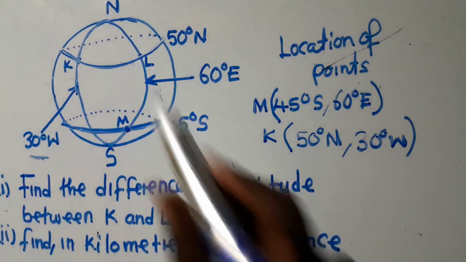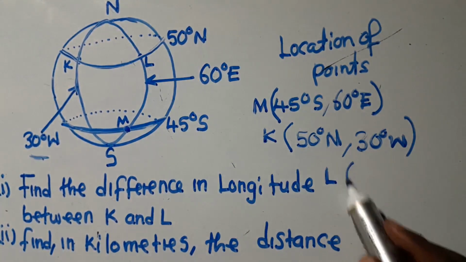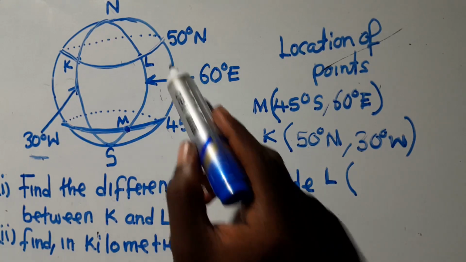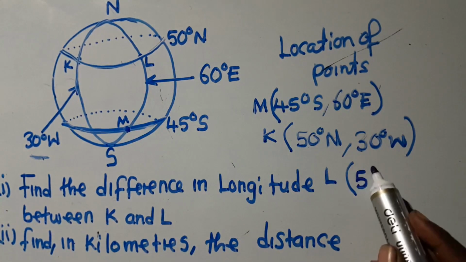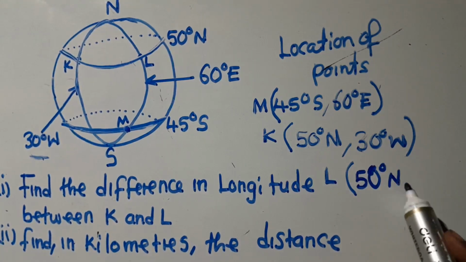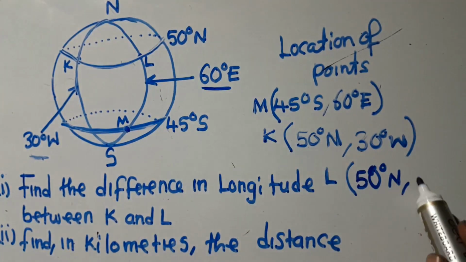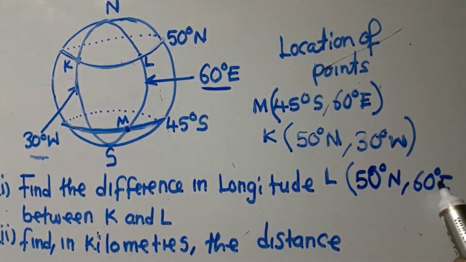Then I go to L. Who can try this in your heart? Write this if you're following me. How can we write L? L is on which latitude? 50. So L is on 50 degrees north. Then which longitude? This longitude, which is 60 degrees east. So this is what we call location of points.